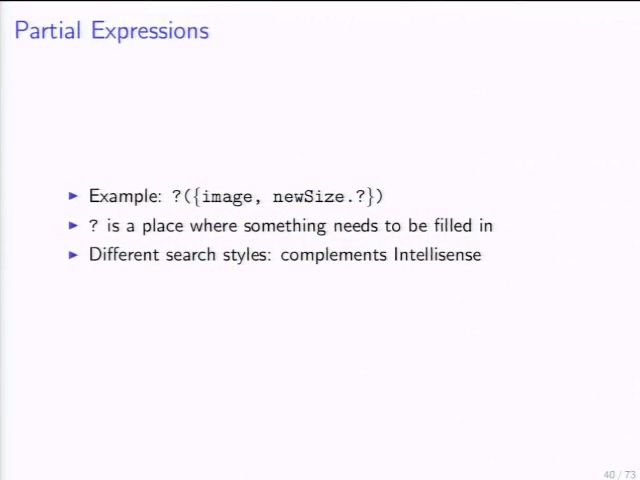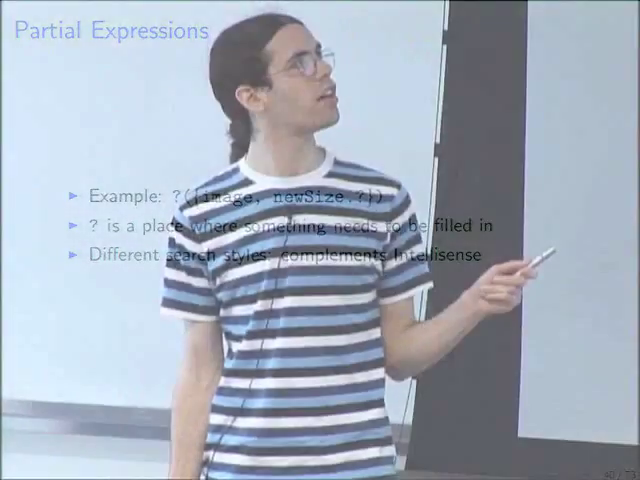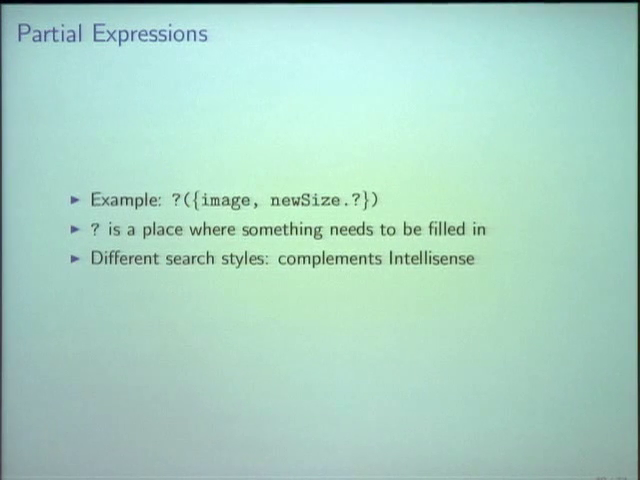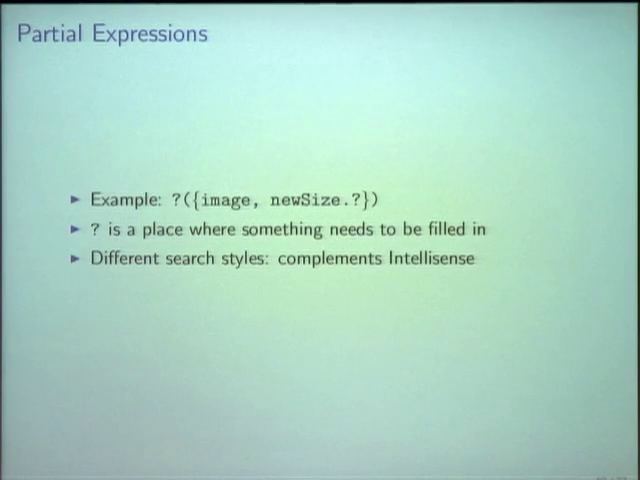To write out these partial expressions, I'm writing them like this with the question mark, meaning we don't know what the method is, and these curly braces to remind us that this is a subset of the possible arguments, and they might not even be in the right order. So just in general, the question mark is a hole where something needs to be filled in. And I'd like to emphasize that the search style complements Intellisense. In particular, I expect this to be useful for API discovery and not particularly useful for typing fast.